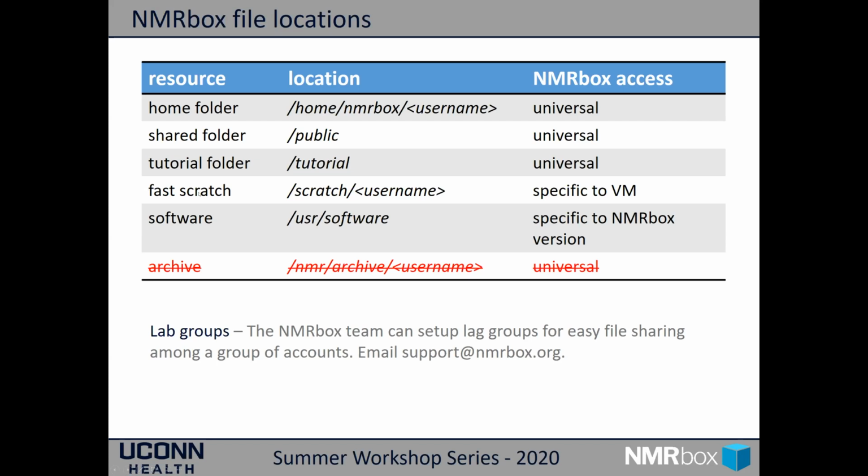Then in each NMRbox VM, there is a scratch disk that can be mounted from /scratch/username, whatever your username is. That is specific to a VM. So if you change VMs, the data would not be the same. The advantage of the scratch disk is it is very fast. All of these other folders, your home folder, are over an NFS share, and there is some latency. It's probably about 10 to 20 millisecond latency. So if you're opening or closing a couple files, 10 or 20 milliseconds is nothing. You won't even know it's there.